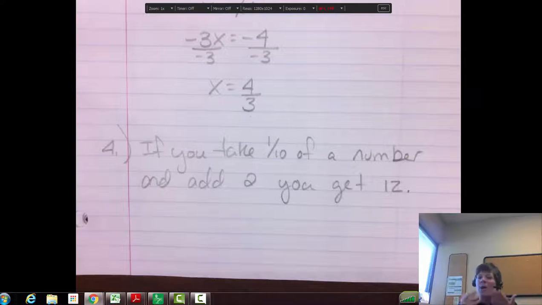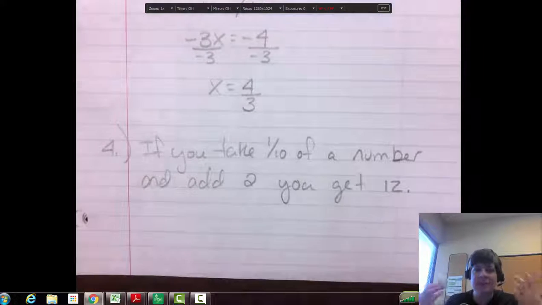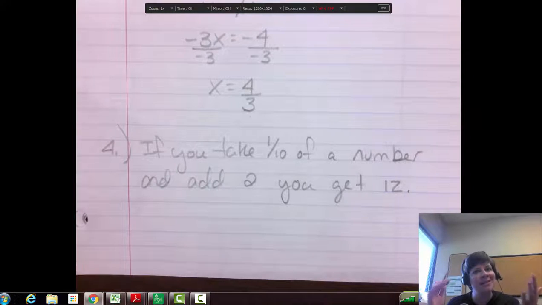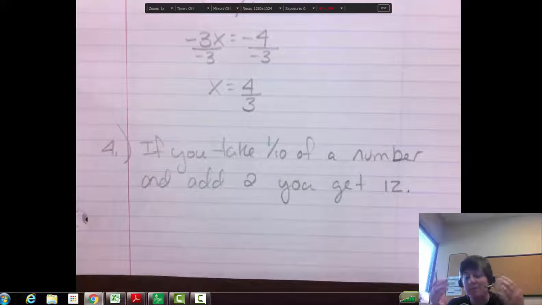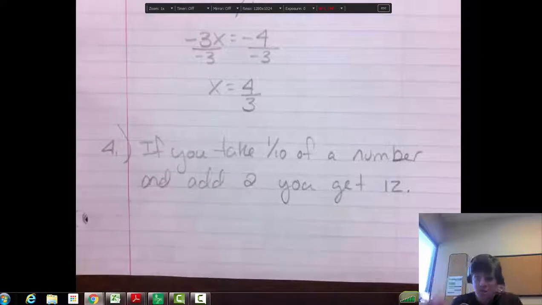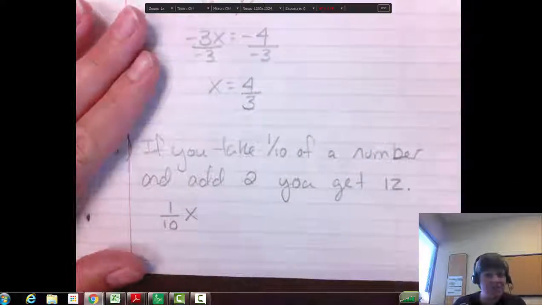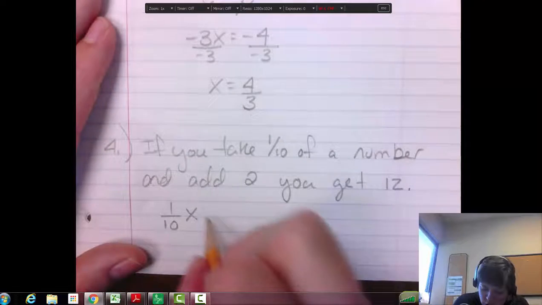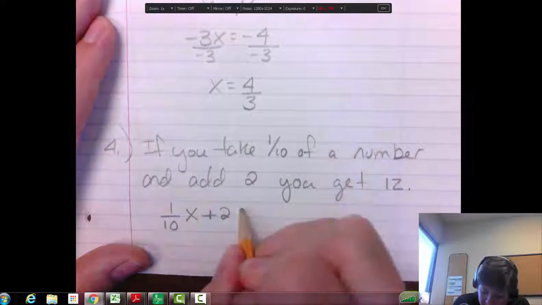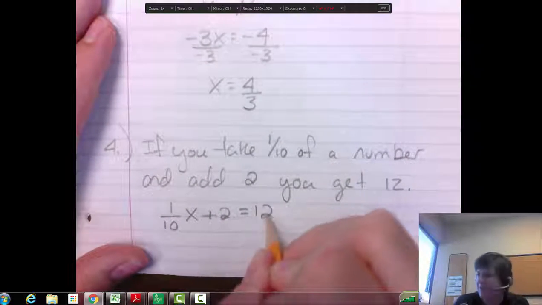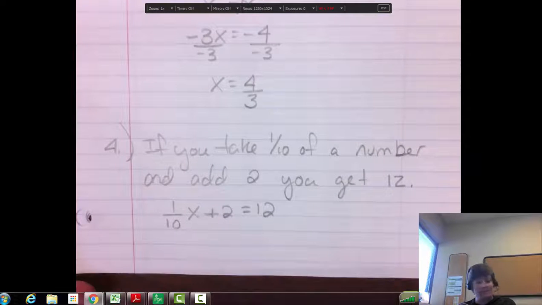How do I write 1/10 of a number? Well, of in math means times. So it's like 1/10 of is times. If I have a fraction and I want to figure out the fraction of something, I times. So it'll be 1/10 times my variable. I'm going to use an x and add 2 and you get, so your solution would be 12. So that's how I would set up this one.